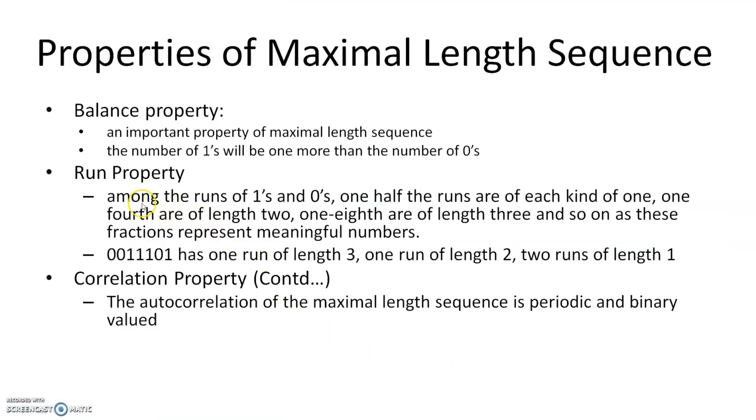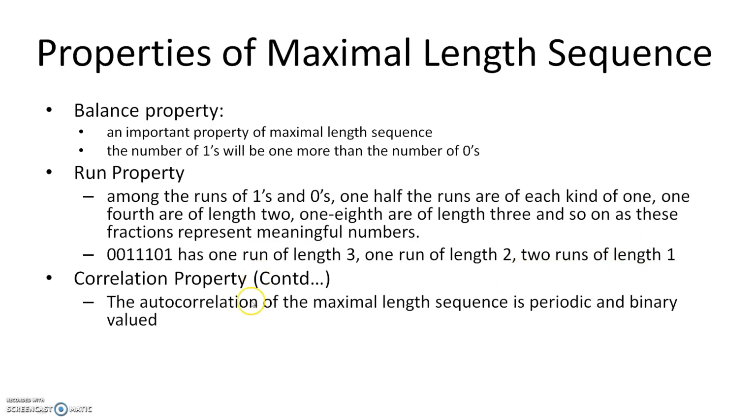So what is the property? Among the runs of 1s and 0s, one half of the runs are of length 1, one fourth are of length 2, one eighth are of length 3, and so on, as long as these fractions represent meaningful numbers.